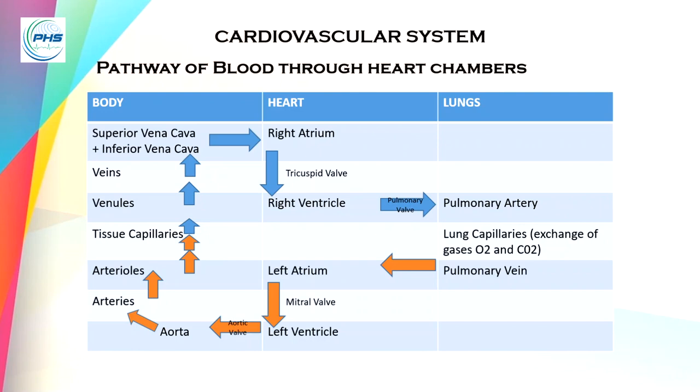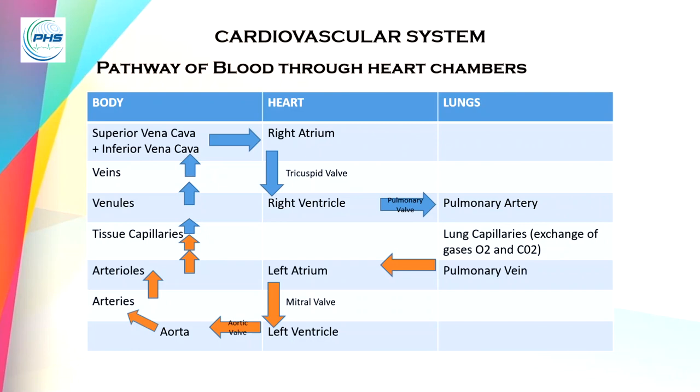Next, capillaries. These are small, thin blood vessels that connect the arteries and the veins. Their thin walls allow oxygen, nutrients, carbon dioxide, and other waste products to pass to and from the cells.